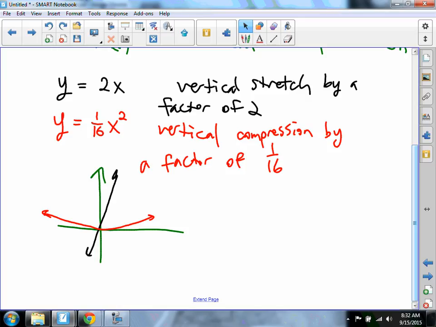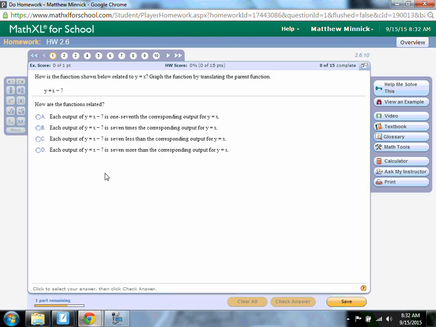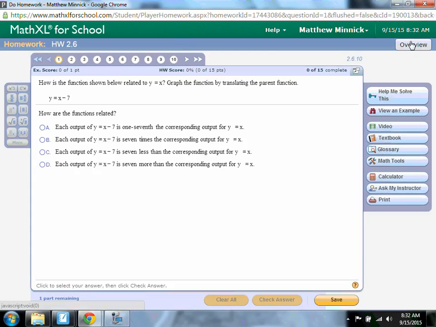So, what do we think? I know that was a lot to throw at you in 10, 15 minutes. Let's take a look at some of the 2.6 MathXL homework then. So MathXL 2.6, here we go. See if I can make that a little bigger. For some reason, my computer screen isn't so small, isn't so big.